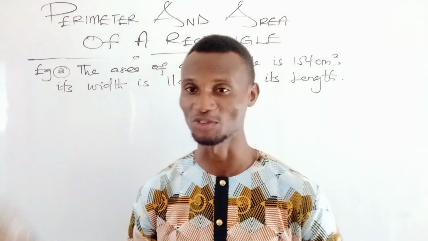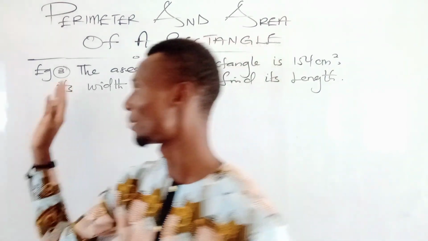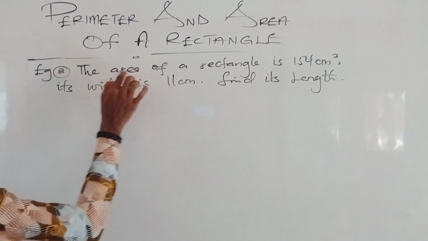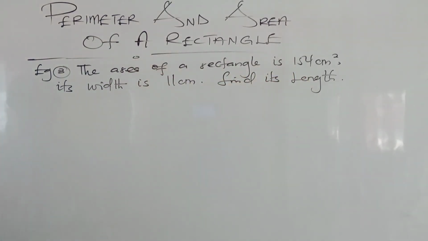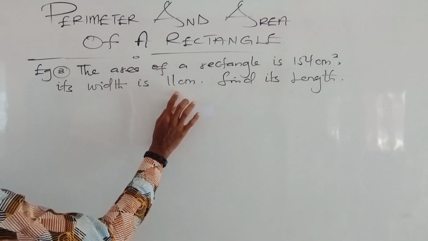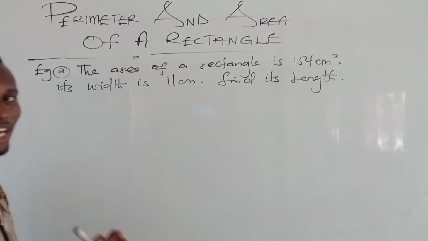Let's go ahead and solve the example 3 that I have on the board. So the example 3 says that the area of a rectangle is 154 centimeters square. Its width is 11 centimeters. Find its length. So let me read it one more time.